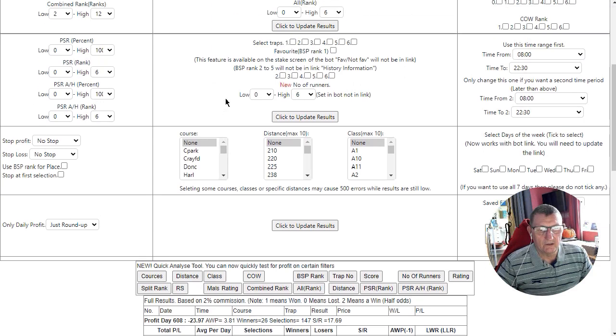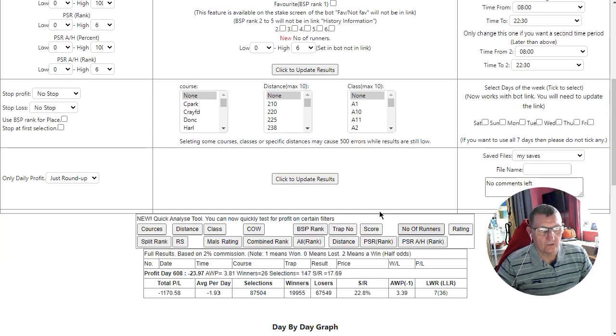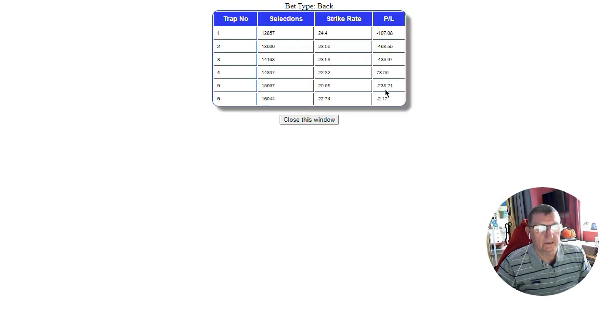Okay, now what we're going to do is use these quick analyze tools. What these do is give you a quick and dirty profit and loss. Say we've got 6 traps, it will show you the profit and loss on each of those traps. So we're going to go to traps and have a look. As I said, it's quick and dirty profit and loss, but it gives you a pretty good idea.